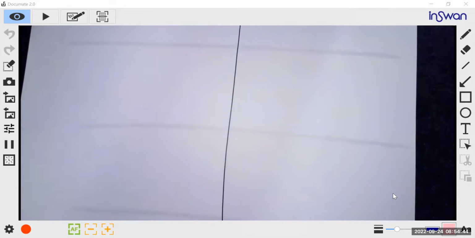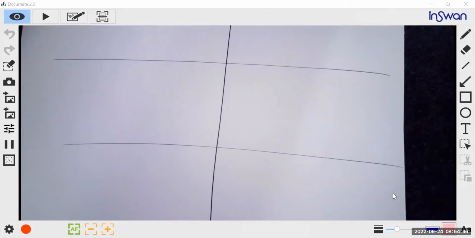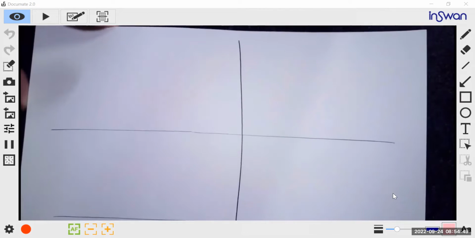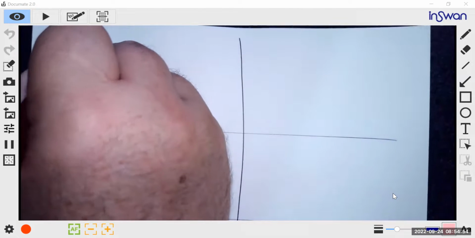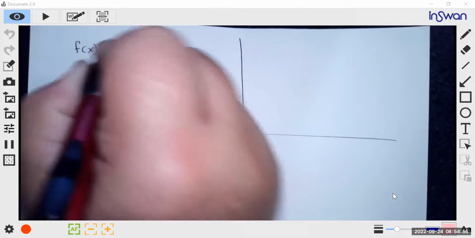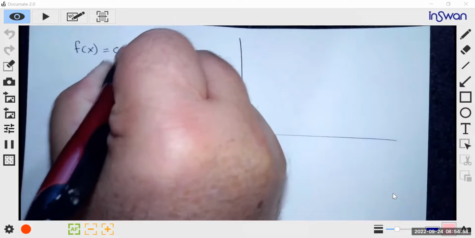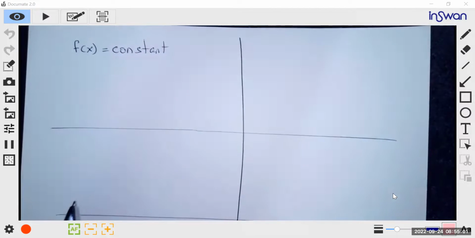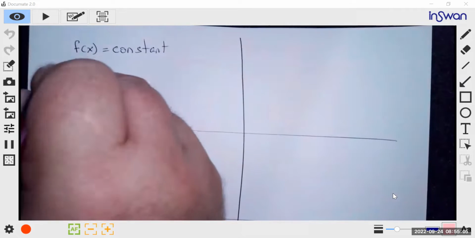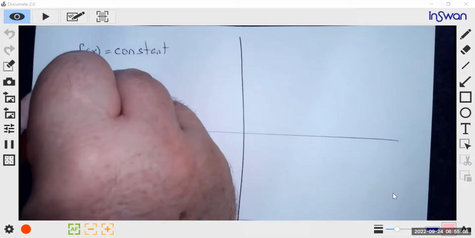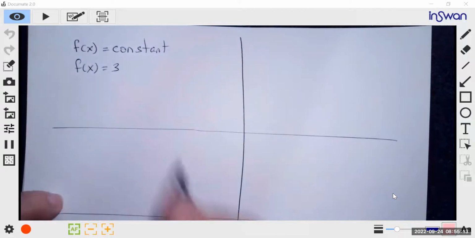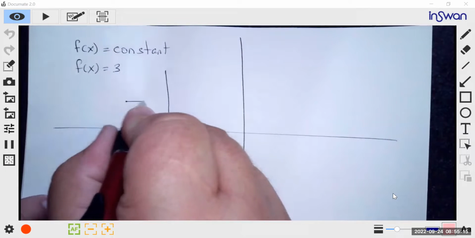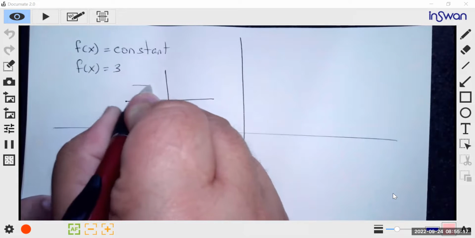So we're just gonna draw 8 or 10 spaces. We'll call this the library of functions. The first function is called a constant function. For example, f of x equals 3. It's a constant, it doesn't change. So that graph will be a horizontal line.